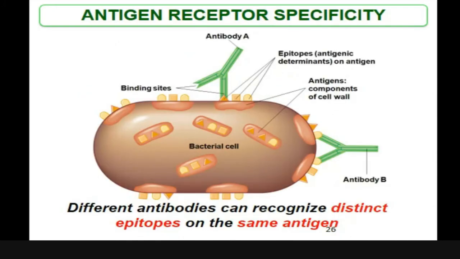Antigen receptor specificity. Different antibodies can recognize distinct epitopes on the same antigen. Nampak ni? Pada patogen ni, bakteria ni ada beberapa jenis epitope. So the antibody will identify all of the epitopes and then our lymphocyte will produce a specific antibody for that particular antigen ni, epitopes ni.